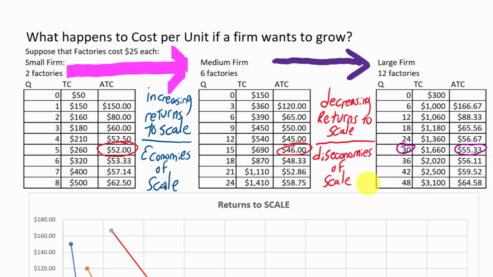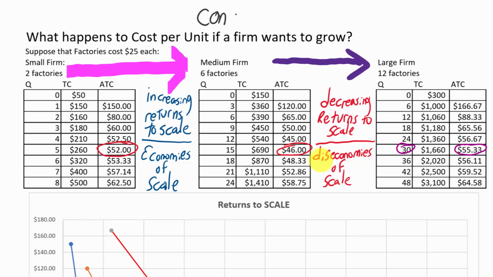So in one case, we see a firm getting bigger, their average total cost goes down, increasing returns to scale or economies of scale. In the second scenario here, we see as they get bigger, their average total costs increase, so they get decreasing returns to scale or diseconomies of scale. Now there actually is a third possibility, and that would be if you got bigger, if your average total cost stays the same, we call that constant returns to scale.